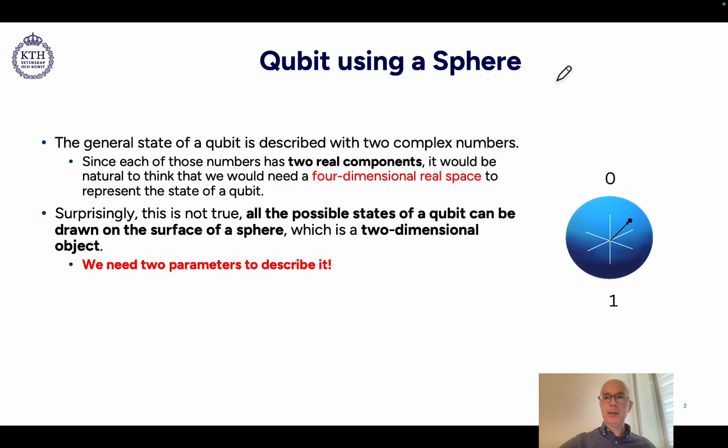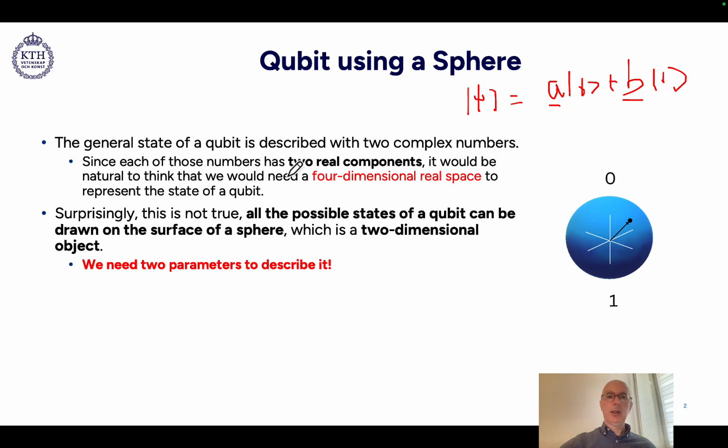You probably remember that we use two amplitudes, A and B, where A is multiplied by the ket 0, and B is multiplied by the ket 1. So these are our computational basis, and these represent our general state for the quantum system. You see that here we have two amplitudes, A and B, and these are complex numbers, and therefore they have real and imaginary parts.